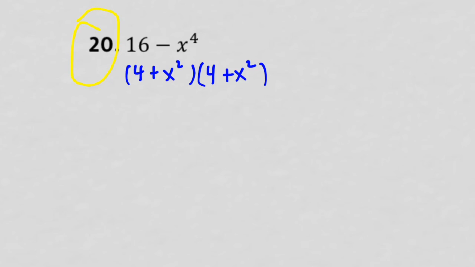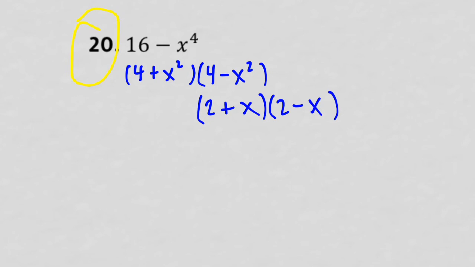Oops, did I mess up? Yes, I did. Minus x squared, right? I can keep going on this one because it's a perfect square minus a perfect square. So keep going. The square root of 4 is 2. So 2 here. Plus, minus, the square root of x squared is x. There you go. That's completely factored.